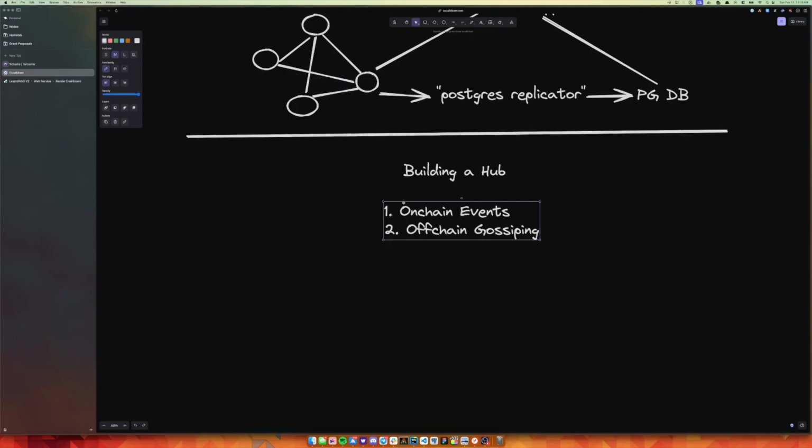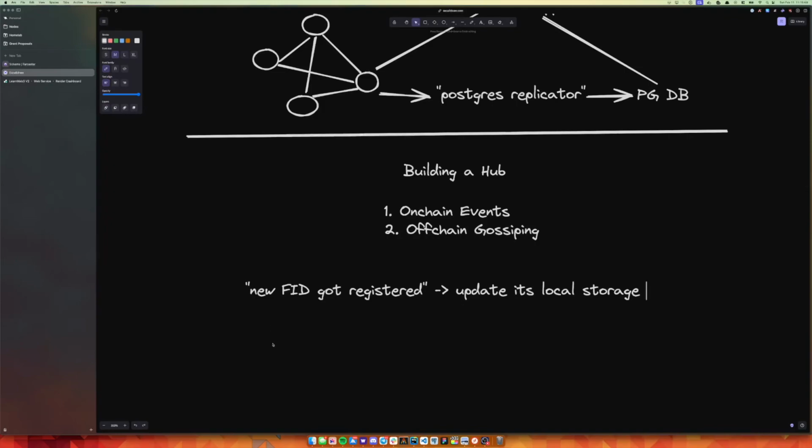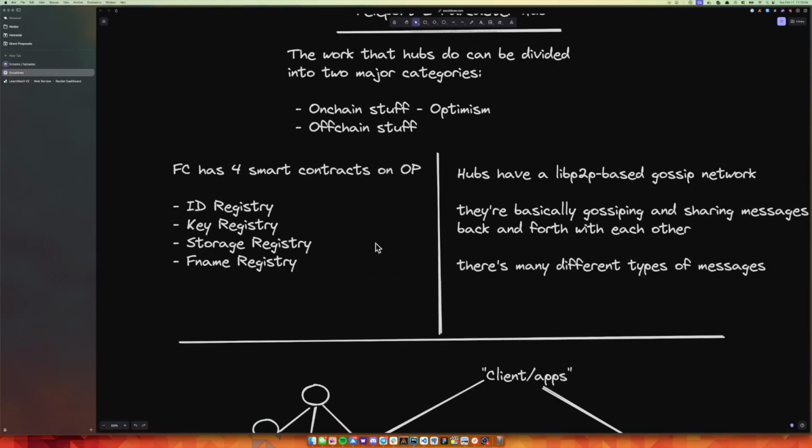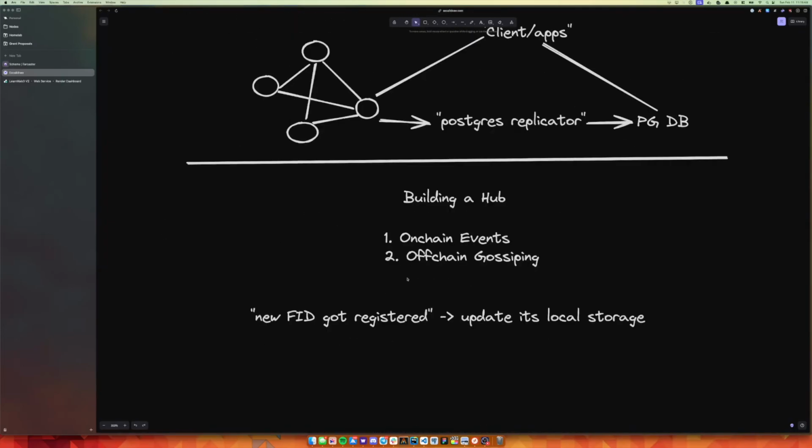So the hub is constantly listening to these events being emitted on chain, and it needs to respond to those events. So if it sees something like a new FID got registered, it needs to update its local storage, update its local database, whatever, to reflect that. Otherwise, it won't be able to recognize messages from this FID, and so on and so forth. So it needs to be listening to events from all of these different contracts.